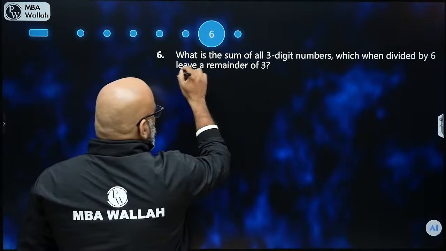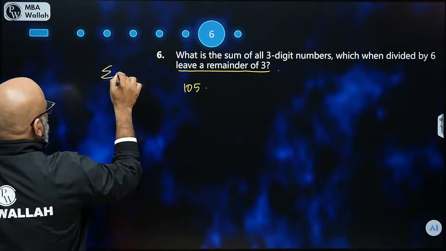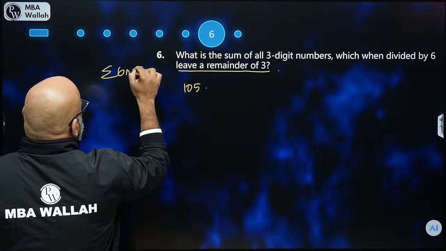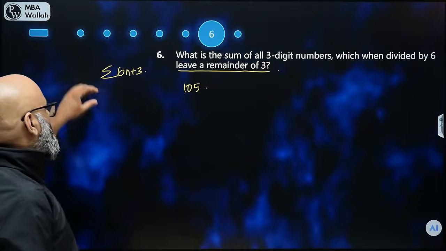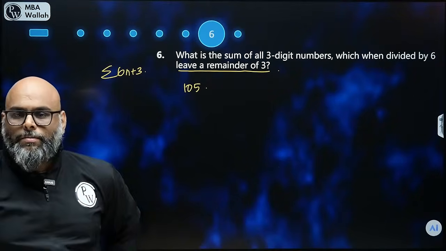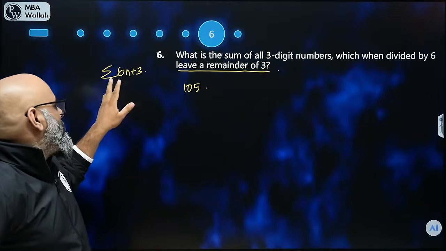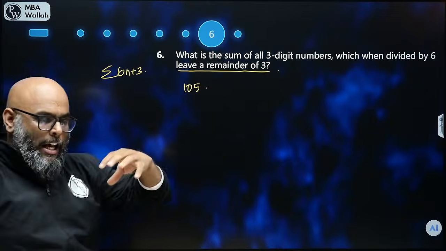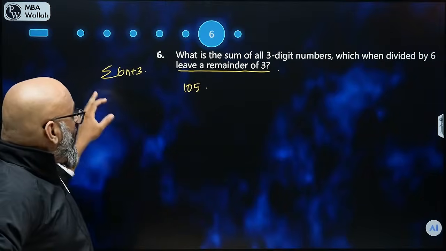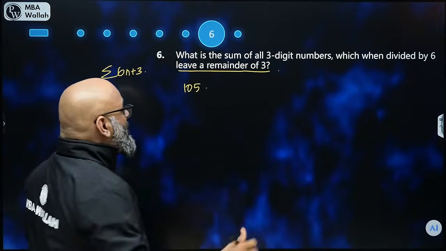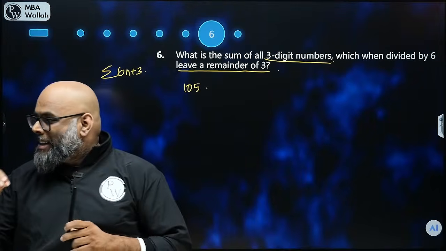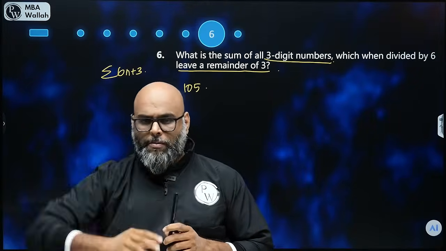The question simply says summation of 6n plus 3. All the numbers of the form 6n plus 3. That is what it is. Summation of all the numbers that are of the form 6n plus 3. It has to be a multiple of 3 and then 3 more than that. But not all multiples of 3. It is very specifically telling me 3-digit numbers. It has to be exclusively 3-digit numbers.